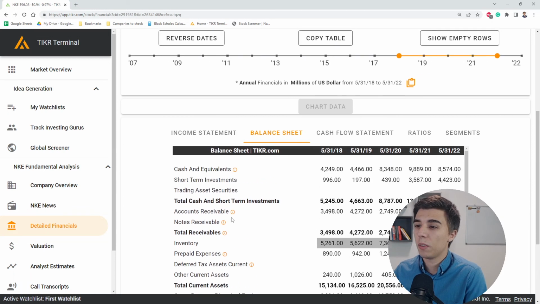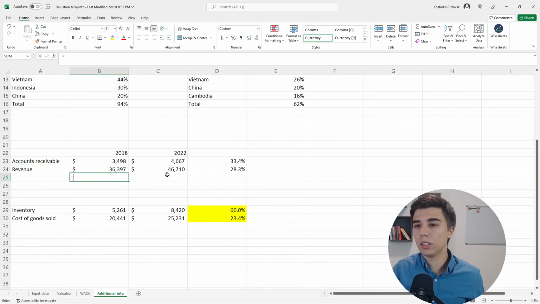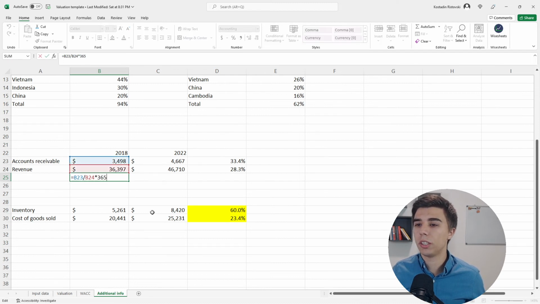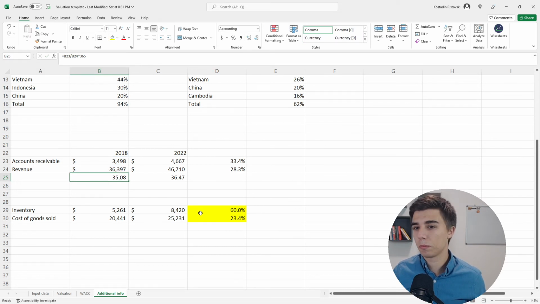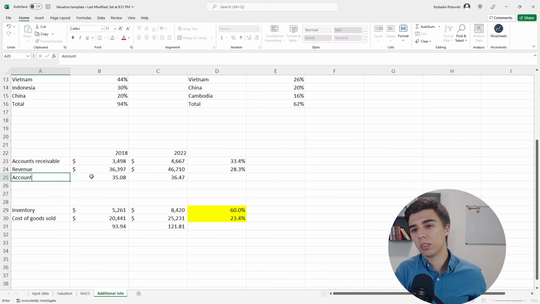For example, what we saw for Nike, right? Accounts receivable to revenue. What we could do is divide the receivables by the revenue, multiply by 365, and that is the days. So on average, it took them 35 days for the receivable to be outstanding, and then it's 36. We could do the same here for the inventories, the average amount of time that they keep inventory. So that's 93 days. So this is receivable days. This is inventory days.